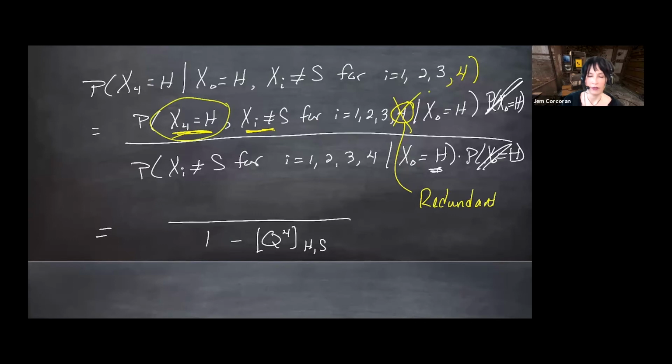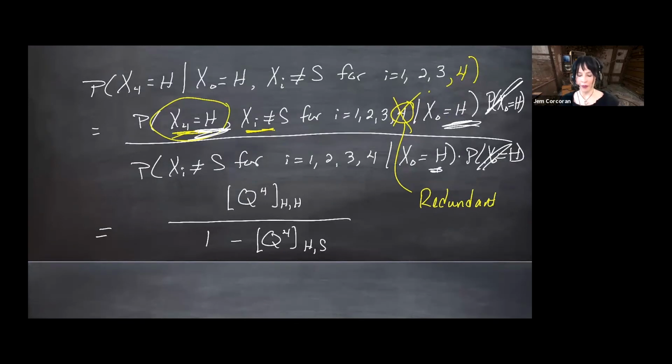given this piece, not given. And so the numerator now is going from happy to happy in 4 steps without ever going through sad. So this is going to be the HH, the happy to happy entry of Q to the 4th.